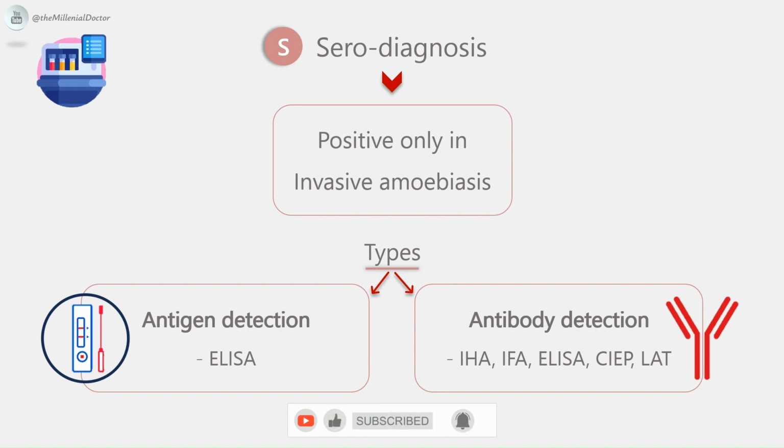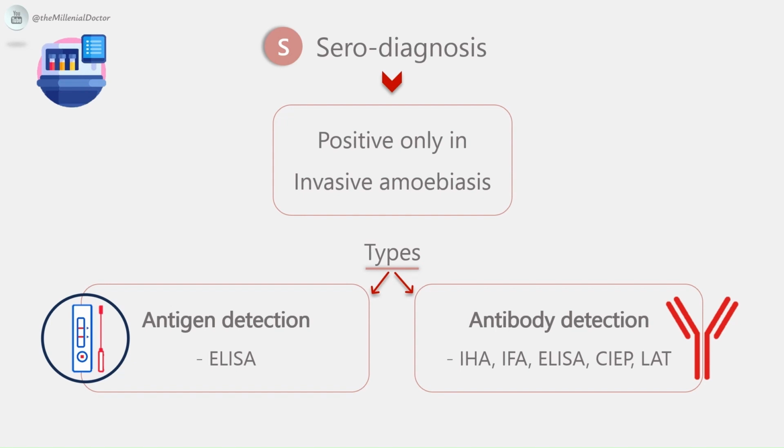Stool antigen detection. Detection of coproantigen of Entamoeba histolytica in stool by microwell ELISA is more sensitive than stool examination and culture. Next is the antibody detection. Amoebic antibodies appear in serum only in late stages of intestinal amoebiasis. Tests for antibodies in serum help in diagnosis of mainly extraintestinal infections.